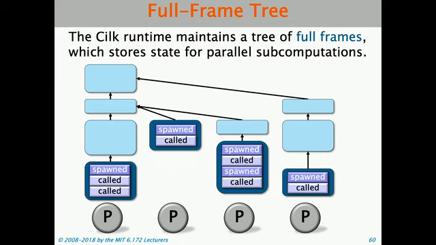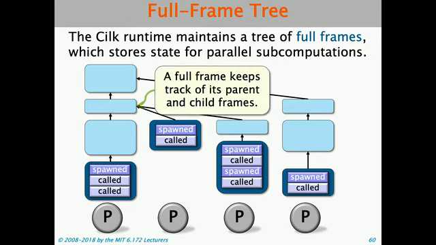It maintains a tree of states called full frames. And those full frames store state for the parallel subcomputations. And those full frames keep track of which subcomputations are outstanding and how they relate to each other. This is a high-level picture of a full frame. There are lots of details elided, to be honest. But at 30,000 feet, a full frame keeps track of a bunch of information for the parallel execution. I know I'm giving you the quick version of this, including pointers to parent frames and possibly pointers to child frames, or at least the number of outstanding child frames.